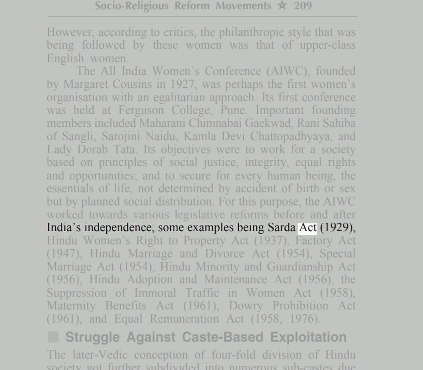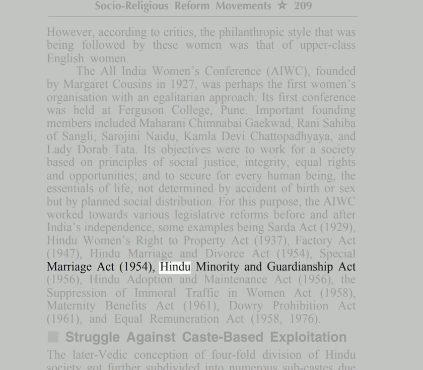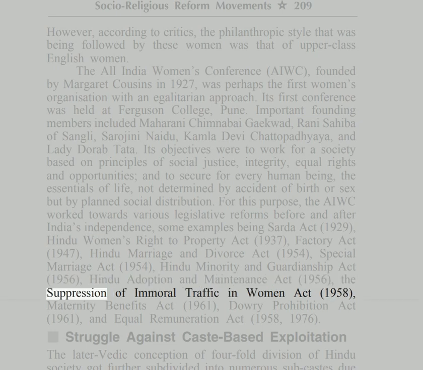Sarda Act, 1929, Hindu Women's Right to Property Act, 1937, Factory Act, 1947, Hindu Marriage and Divorce Act, 1954, Special Marriage Act, 1954, Hindu Minority and Guardianship Act, 1956, Hindu Adoption and Maintenance Act, 1956, the Suppression of Immoral Traffic in Women Act, 1958, Maternity Benefits Act, 1961, Dowry Prohibition Act, 1961, and Equal Remuneration Act, 1976.